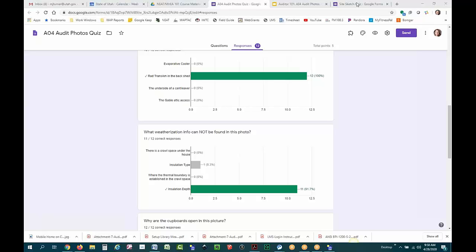Everybody got that one right. The cupboards are open because I like to open them and see if there's an exhaust going through the cupboard. Which of the following should be addressed in a completed audit photo file? And it was all of the above. Just the photos should be organized in a report. They should be large enough to see, and context should be added to those photos that need it.